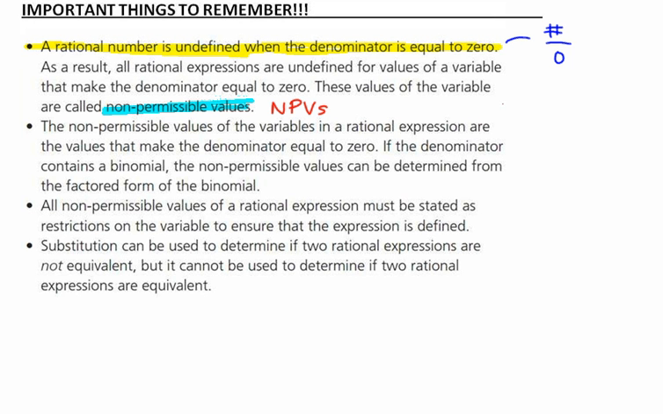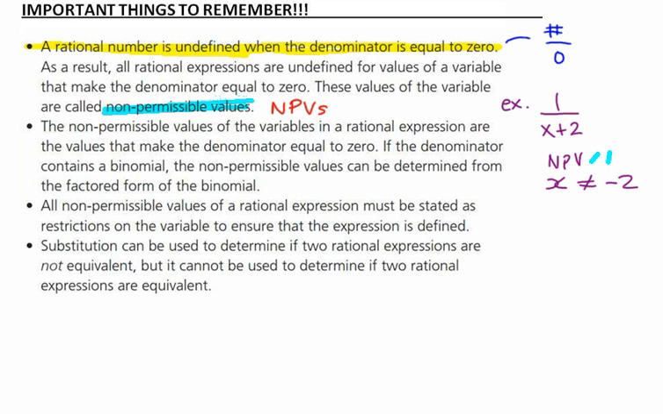So for example, if I had 1 over x plus 2, what value of x would make the denominator 0? -2. So our non-permissible value would be x cannot be equal to -2. That's the non-permissible value. Non-permissible is just like a fancy word for a number it can't be.